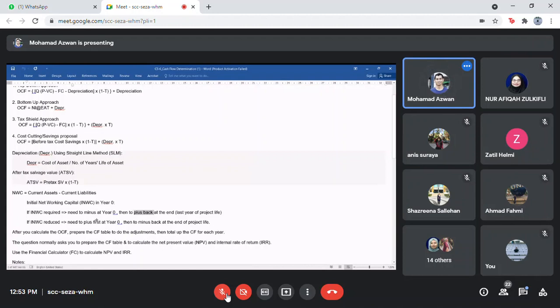Or if the question mentions NWC is reduced, it means there is a reduction or decrease. If there is a reduction, at year 0 when the project starts, we will plus the amount first. And then at the end of the project, when the project has ended, we minus the amount back.